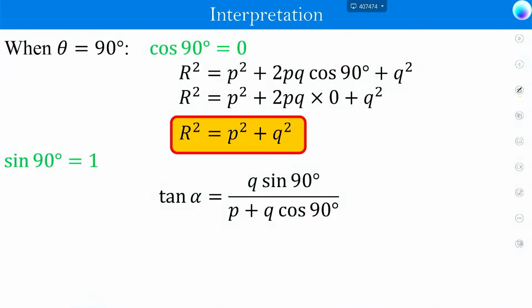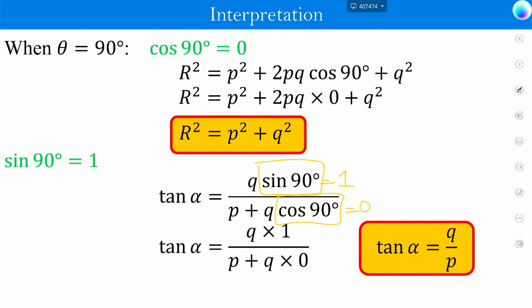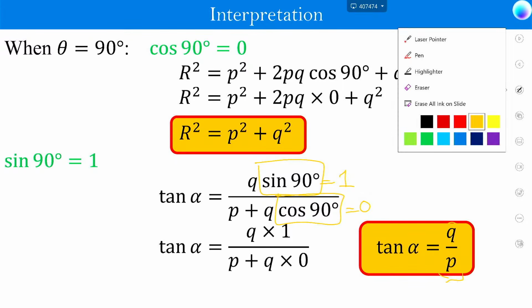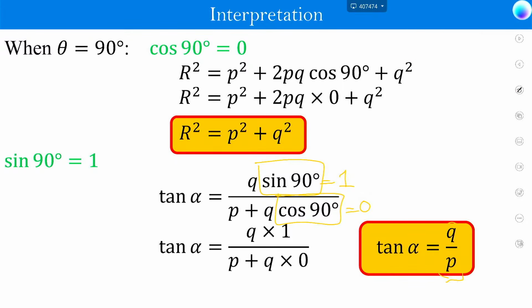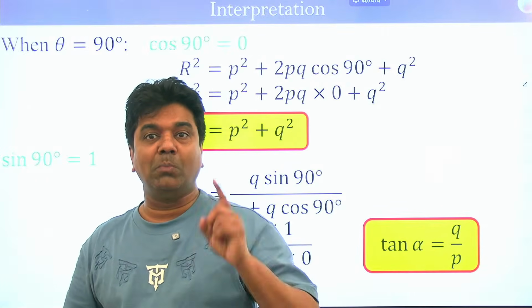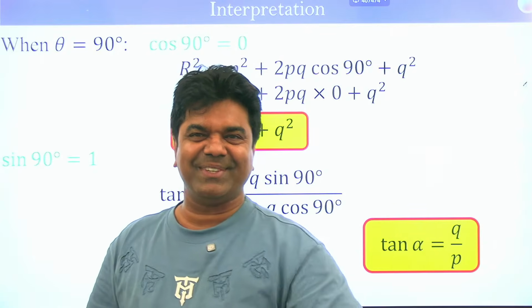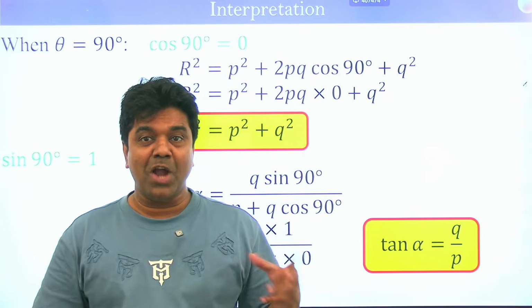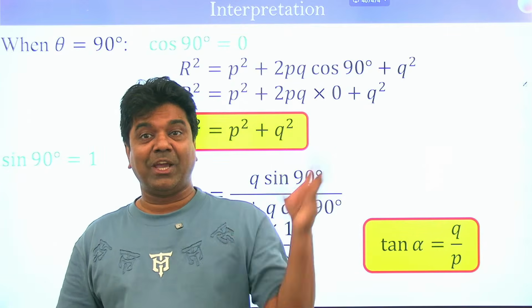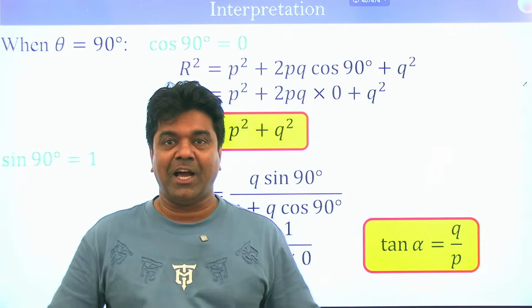So then we go to this. Again, as I said, sine 90 is 1, cos 90 is 0. You're supposed to know them. And then we get another easy formula: tan alpha equals q over p. So now you understand it is very easy to obtain alpha, unlike the big formula, q sine theta over p plus q cos theta.